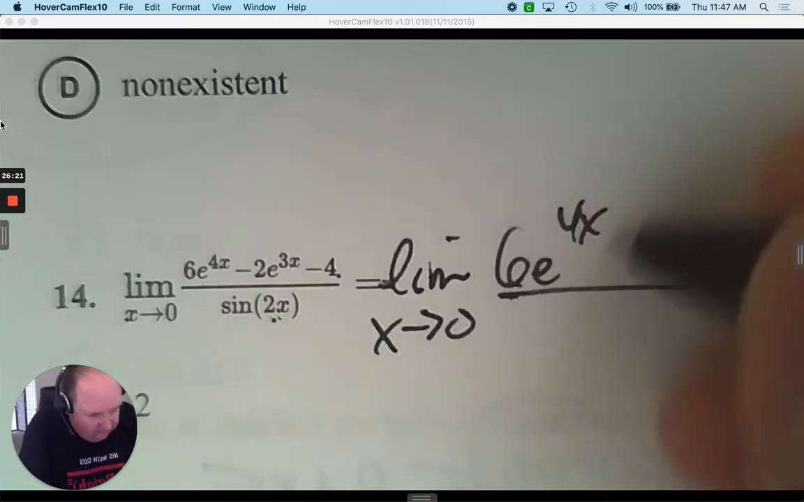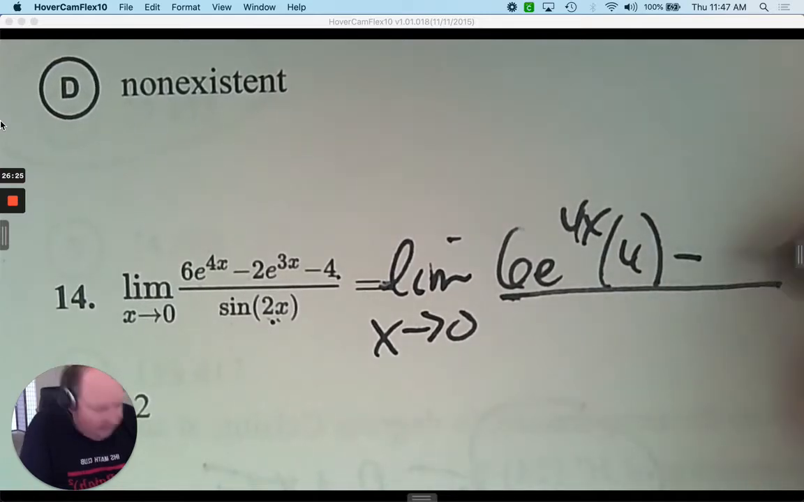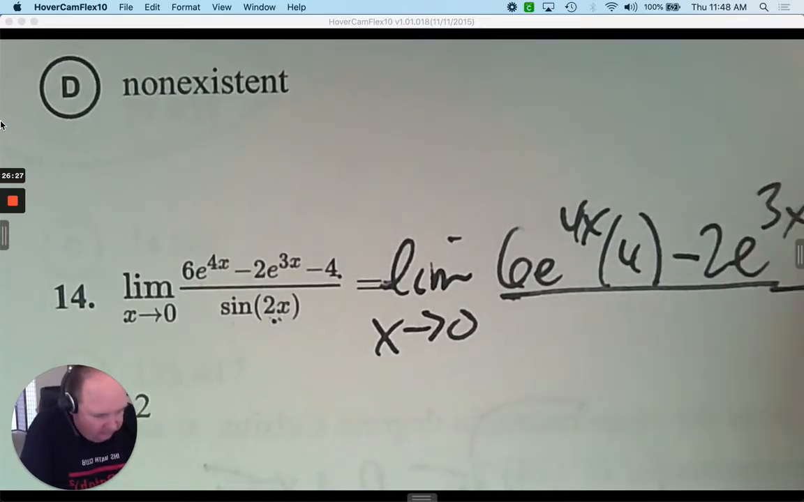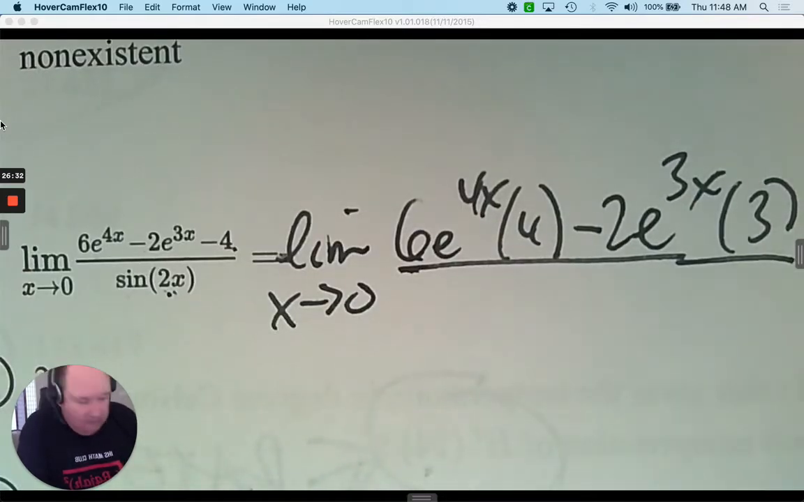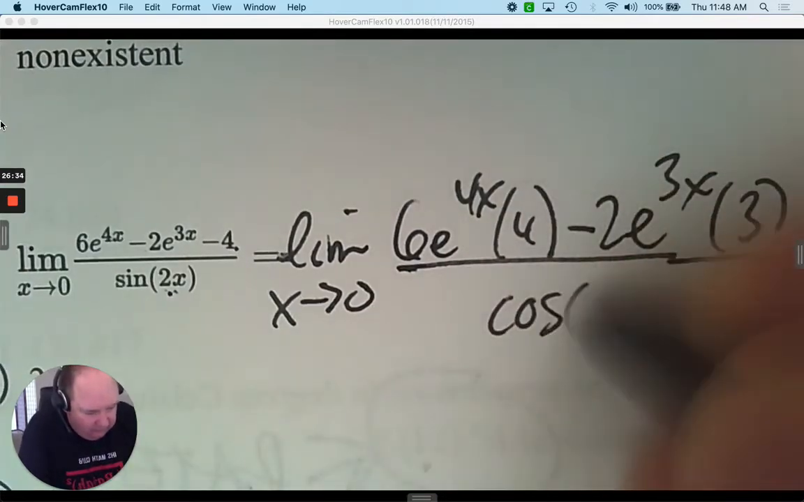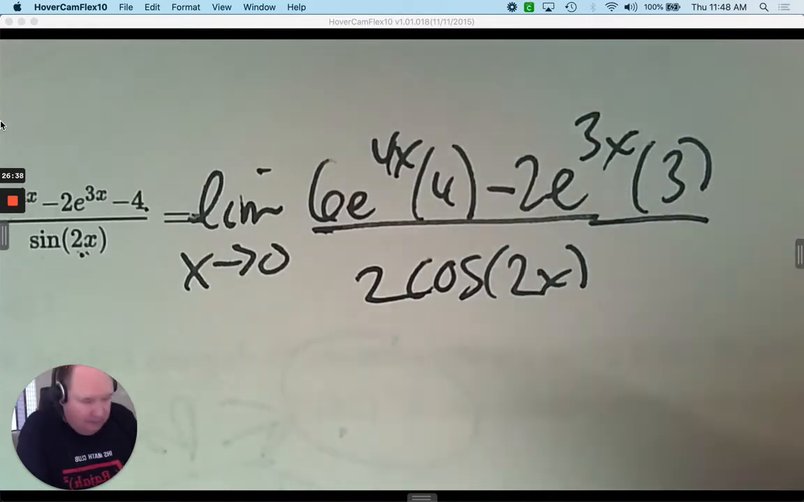The derivative is 6e to the 4x times 4. The next one is negative 2e to the 3x times 3. The derivative of negative 4 is 0. The derivative of sine is cosine, and it needs the hook 2. We're going to do the same work right here.